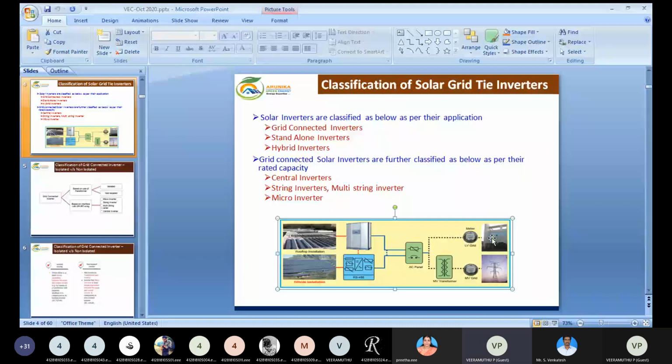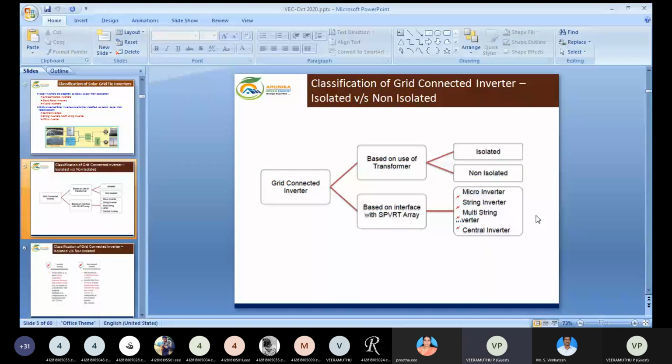Okay. So import and export value. This is the concept of string and the central inverters. Next, grid connected inverter, isolated and non-isolated types, based on use of transformer and based on interface with the solar PV rooftop array. For any rooftop project, we need to use micro inverter, string inverter, multi-string. The central inverter is for large scale power plant, for ground mounted projects.